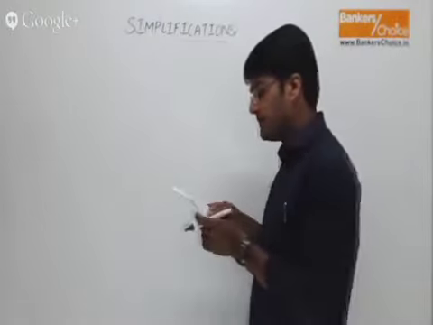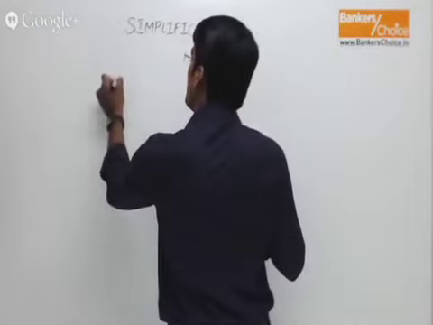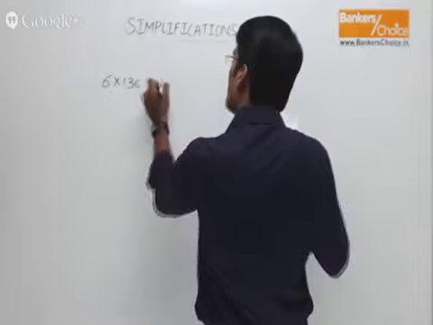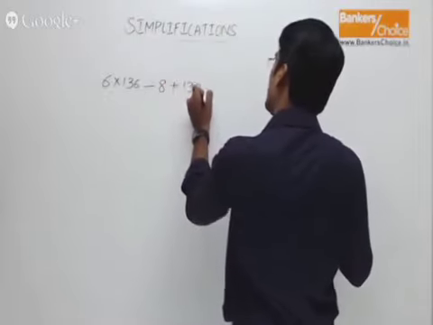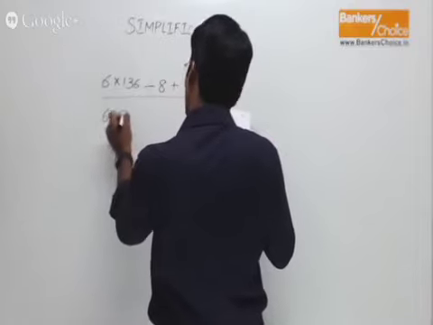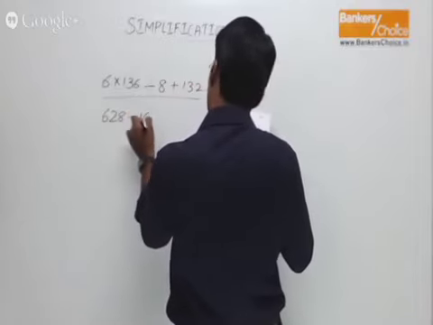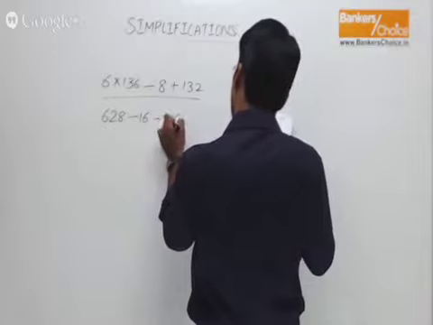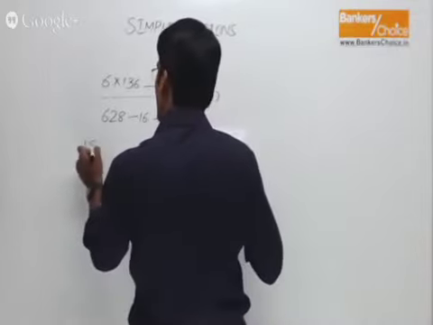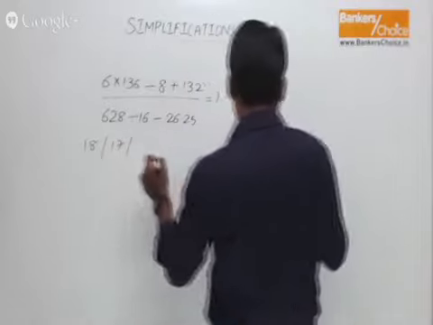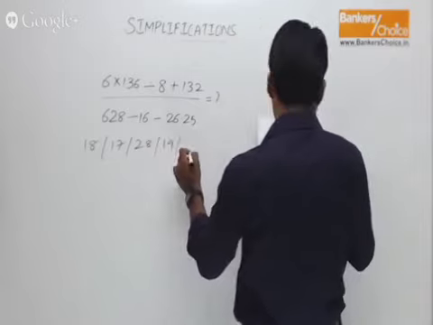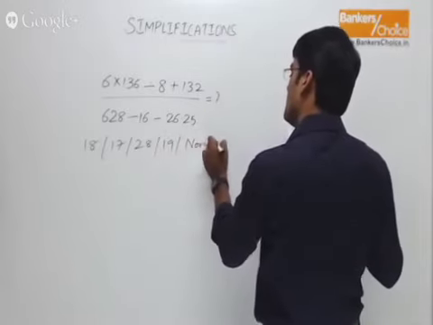So the next question here, 6 into 136 divided by 8 plus 132 divided by 628 minus 26.25 equals to what? Options 18, 17, 28, 19, none of these.